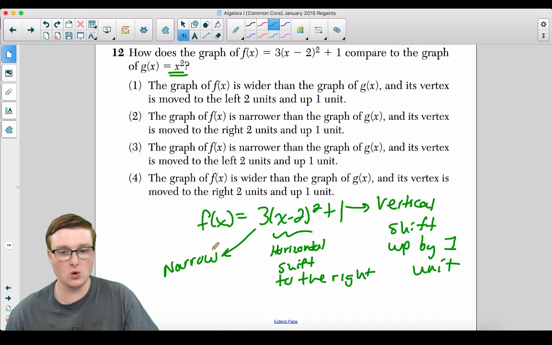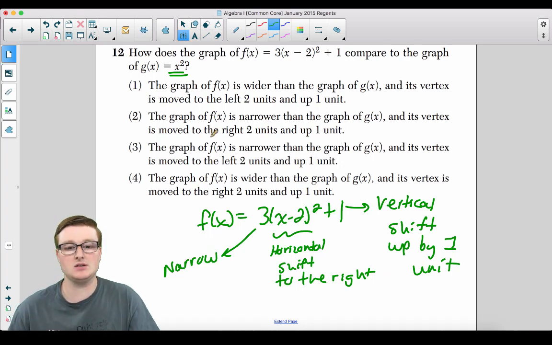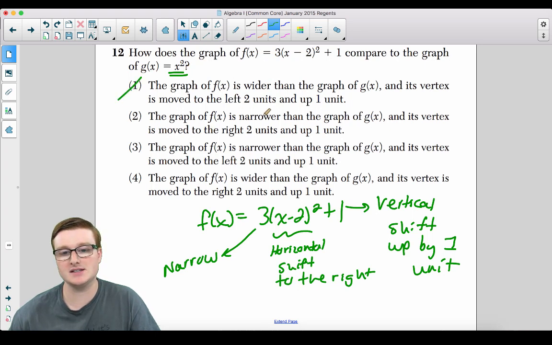So we're looking for something along the lines of these. The graph of f of x is wider. No. The graph of f of x is narrower. Yes. Than the graph of g of x. And its vertex is moved to the right by 2 units and 1 unit up. That's the answer. Choice 3.